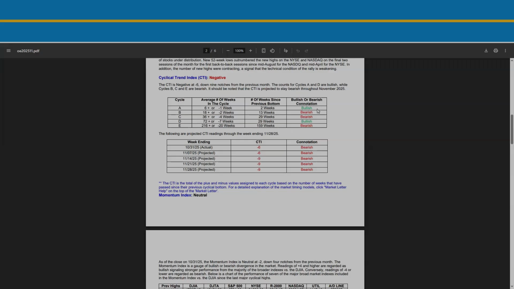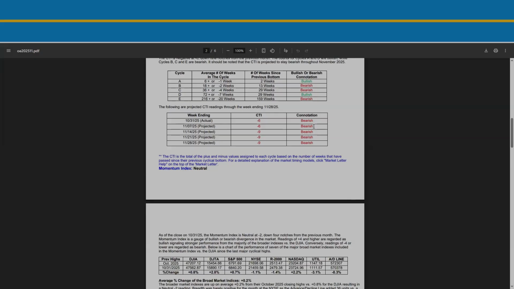And then we have the connotation. Okay. Cyclical is still bullish, bearish, bearish. That means counts that turn negative since their previous bottom. He's still bullish and bearish, and he's bearish. So underneath that, we assume that you can't figure that out. So that's okay. We have the projections, what the CTI will actually be for each week going forward. And this runs through the end of November. And you can see it's -6, -6, -9, -9, -9.